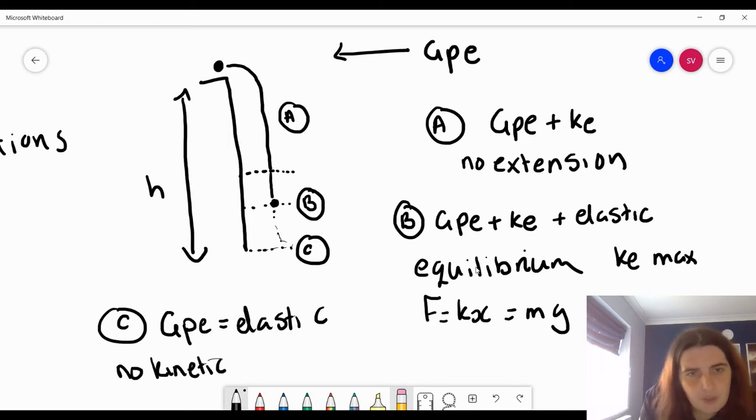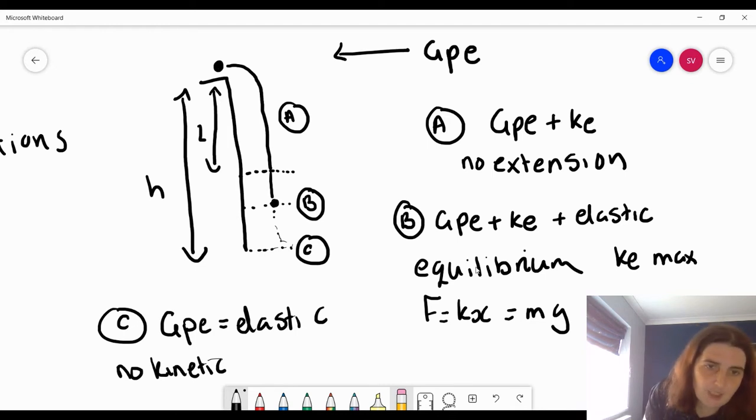So just to recap, when it goes down here, there is no extension. So the gravitational potential energy is being converted into kinetic energy here. So there's a mixture of GPE and kinetic energy. After you get to this point, you start to extend until you get to your equilibrium point, where you've got GPE and kinetic, but at this equilibrium, kinetic energy is the maximum. And then you get down to this bottom where your GPE equals your elastic. There's no kinetic because you're stopping.